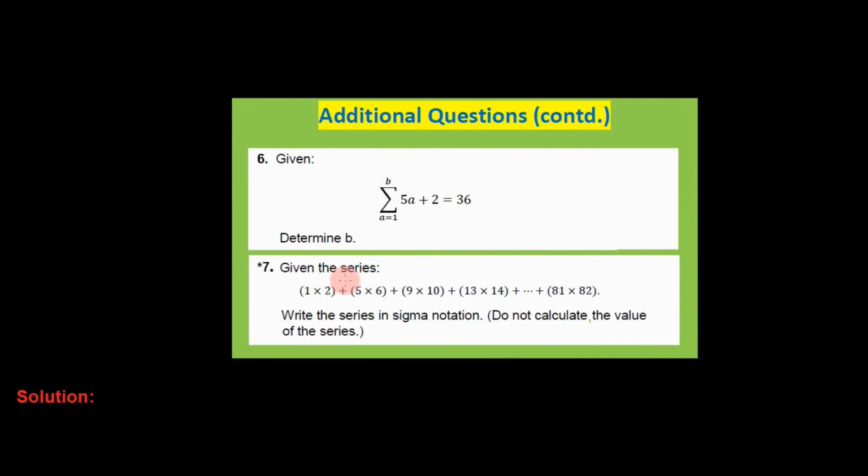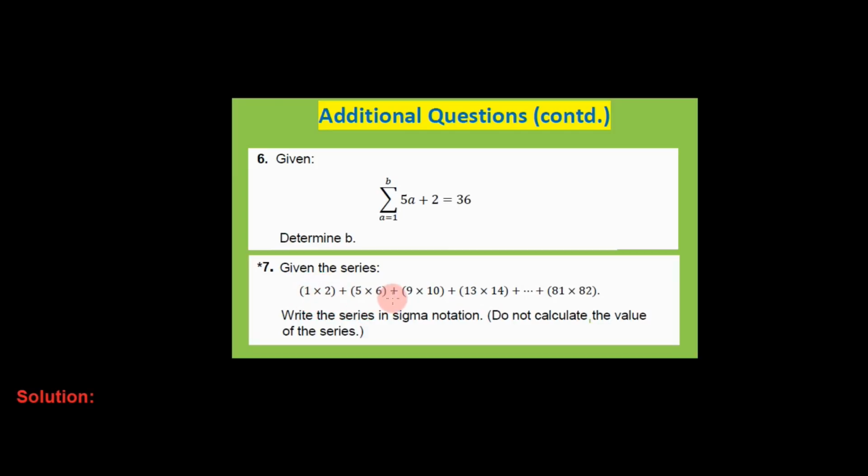In number 7, we are given the series 1 times 2 plus 5 times 6 plus 9 times 10, etc., all the way up to plus 81 times 82. And we have to write the series in sigma notation. We are also told not to calculate the value of the series. This looks like a tricky question, but if we look more closely, we have a number of terms, the terms being 1 times 2, then 5 times 6, then 9 times 10, etc.